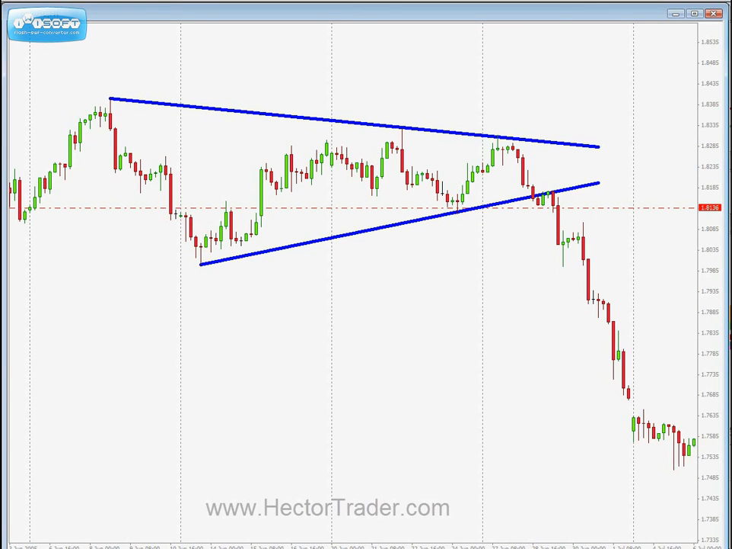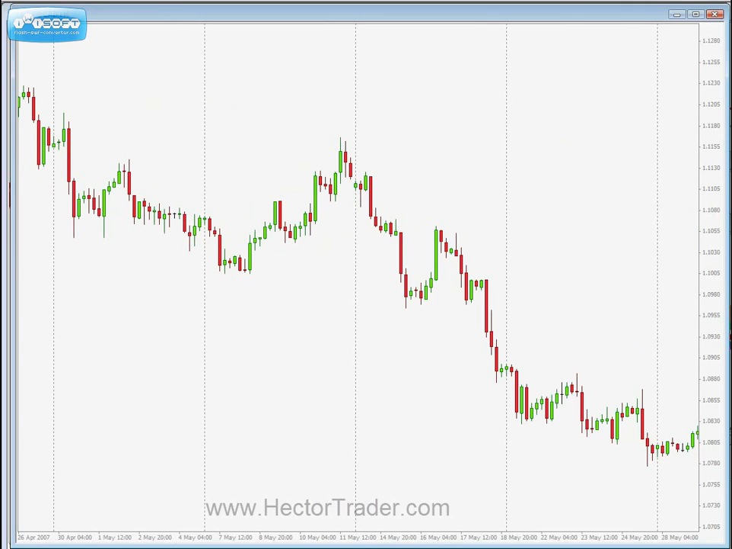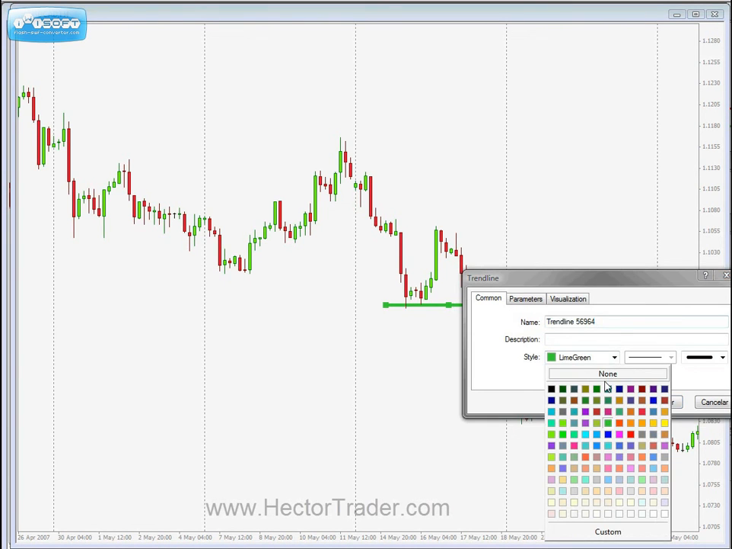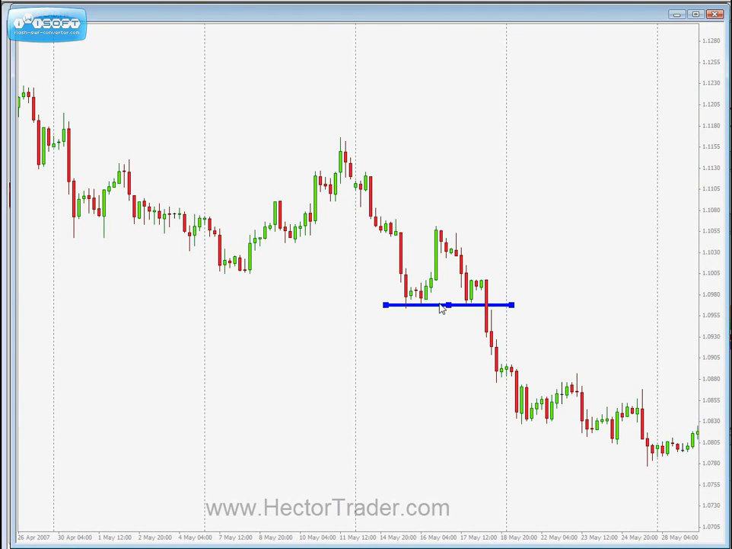Alright, now I'm going to be showing you another type of triangle. Remember that at the beginning of this video I was talking about flat bottom and flat top triangles. Well, in this case I'm going to be showing you a flat bottom triangle, which is basically marked here on my screen. I'm going to mark it in blue. That would be the bottom of this triangle, and then marking the top band of that triangle. Okay, there we have it.